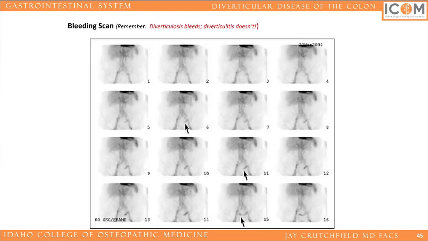Diverticular bleeding is often diagnosed by colonoscopic exam. However, if the patient has too much blood in the colon, it may be necessary to perform a bleeding scan. In this image, the black arrows show an area of active bleeding in the left lower quadrant of the abdomen, image 15. We can see how the radioactive chemical bleeds into the colon and traces the outline of the transverse colon. Again, look at image 15.